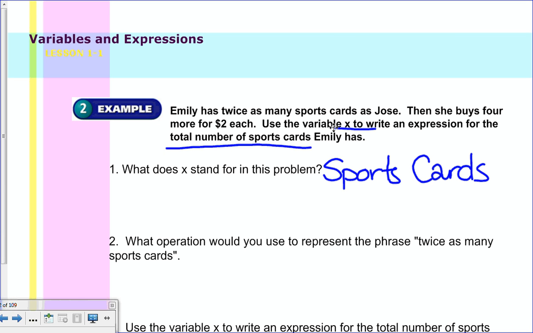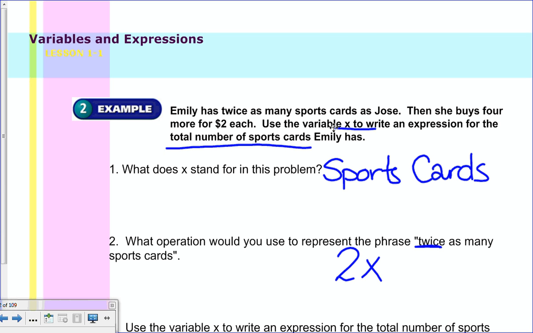Now, number two, what operation would you use to represent the phrase twice as many sports cards? Now, twice as many. So, you have double. Twice means to double. All right? You can't do x plus x here. Twice is another way of saying 2 times what we had before. So 2 times x.